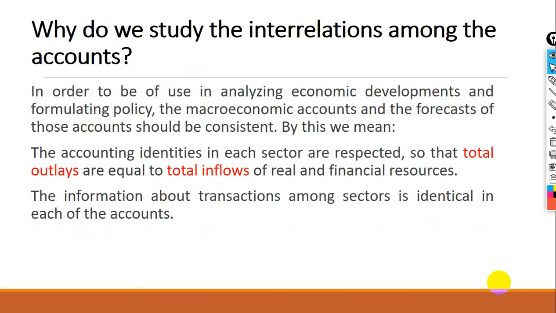In order to understand the four macroeconomic accounts and to use them in the development of the country, to increase the economic growth rate and formulate policy recommendations, we have to understand what is meant by accounting identity. Accounting identity means total outlays equal total inflows, total outlays and total inflows of real resources and financial resources, or in other words, of production and money.